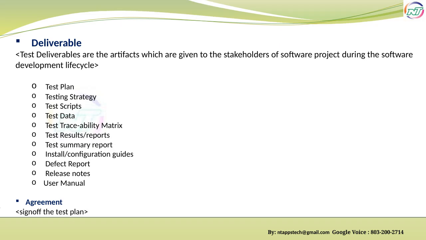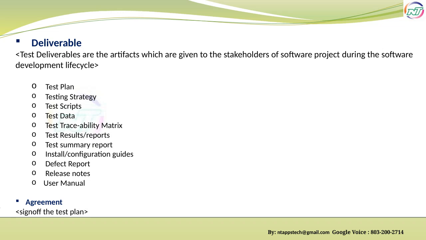Throughout the software development lifecycle, the test deliverables are essential documents and artifacts shared with stakeholders to ensure transparency and alignment. These include the test plan, which outlines the overall approach and scope of testing, and the testing strategy that defines how testing will be executed.